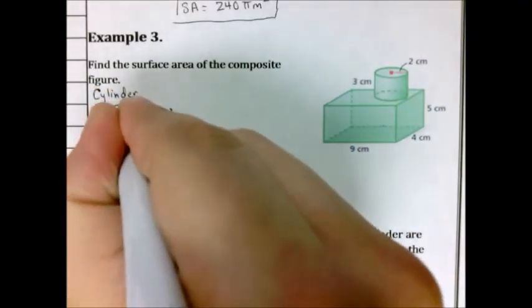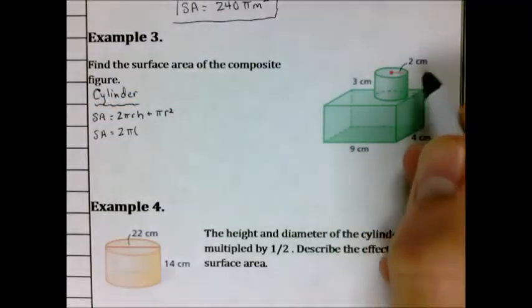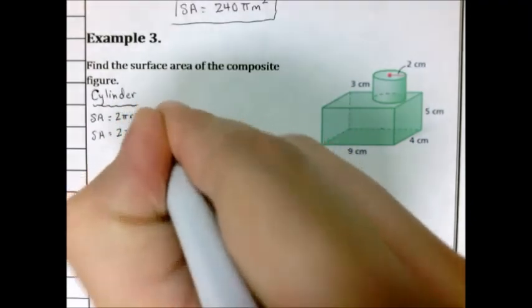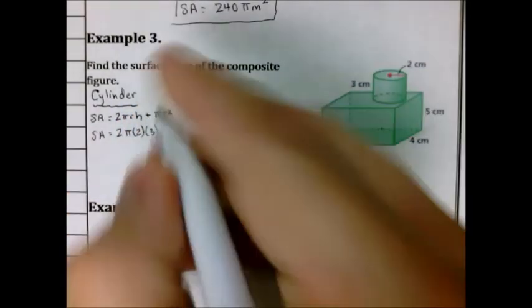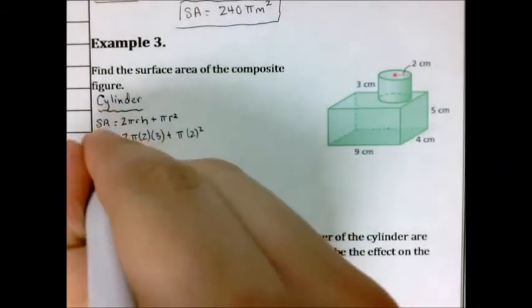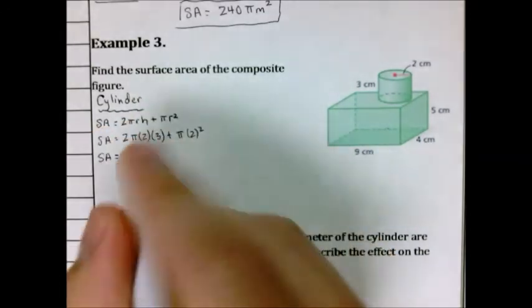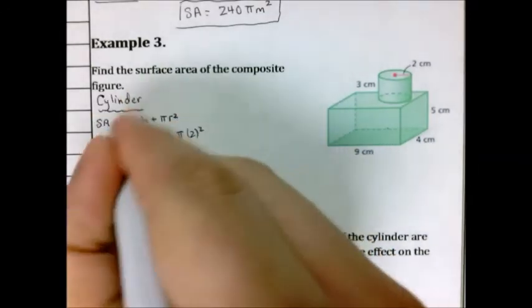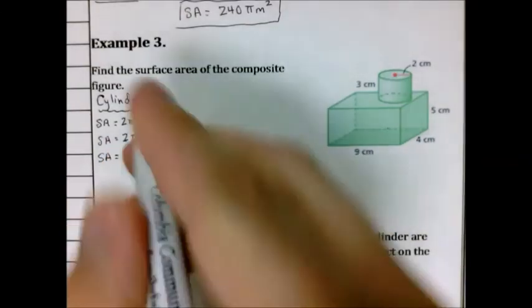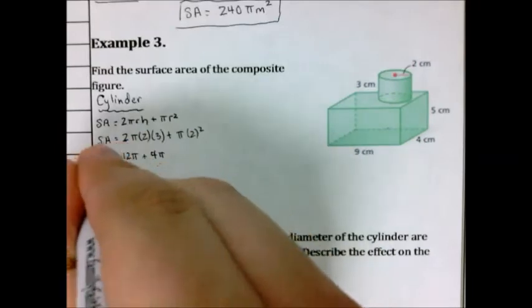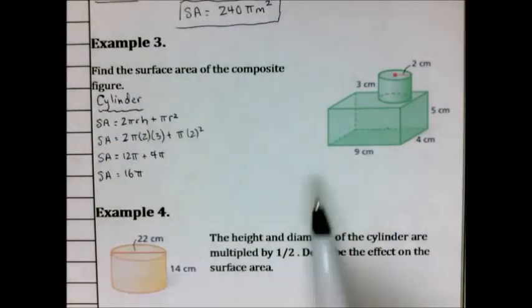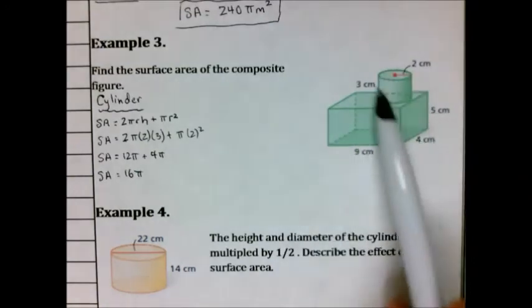We've got 2 times pi times our radius, which is 2 centimeters, times our height, which is 3 centimeters, plus pi times our radius squared. Alright, again, this is just algebra now. We're just solving for the surface area of this cylinder. 2 times 2 is 4, times 3 is 12, so we have 12 pi, plus 4 pi, which combine to make 16 pi. That's the surface area that we can see from this cylinder.